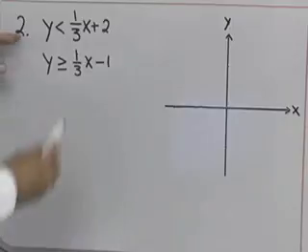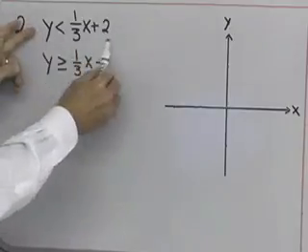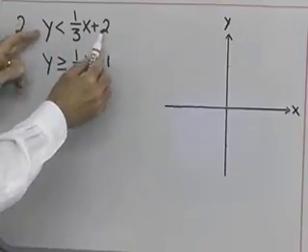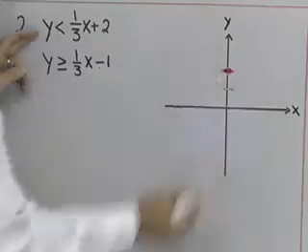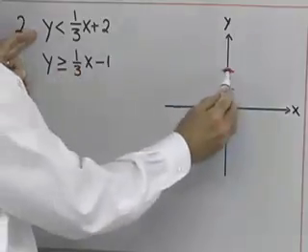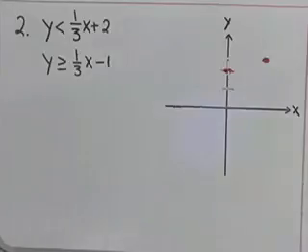My first inequality is y is less than 1/3 x plus 2. Okay, let's graph the boundary line here: y equals 1/3 x plus 2. It'll have a y-intercept of 2, so let's just write that down. Here's my y-intercept of 2, and it has a slope of 1/3. So if I go up 1 and over 3, I'll be at another point on that straight line.